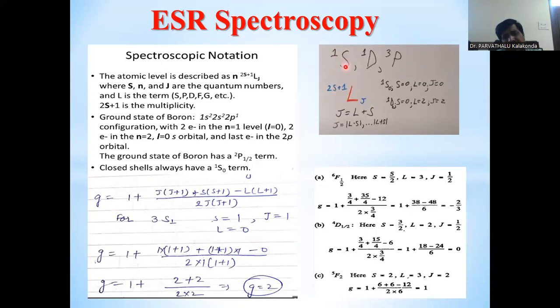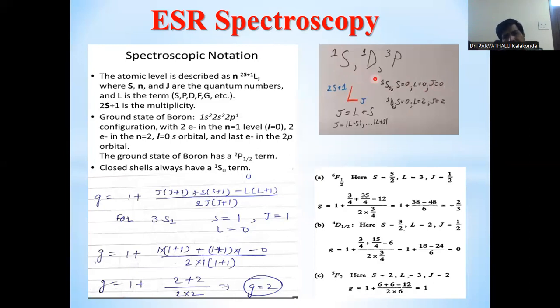So for S, the S orbital L value is how much? 0. L is also 0. S is 0, L is 0, and if both are 0, that means J is 0. Okay. For the first one, simply you can say S is 0, L is 0, J is 0.